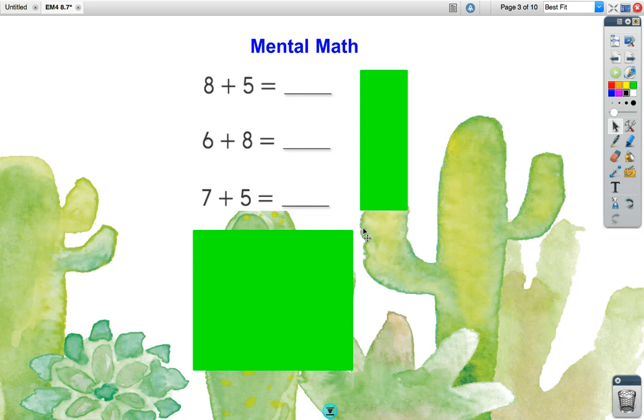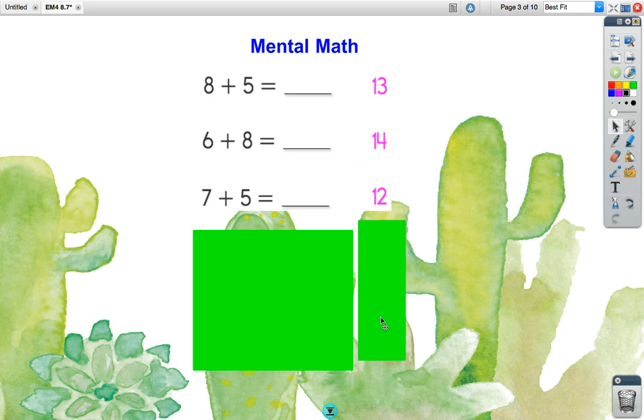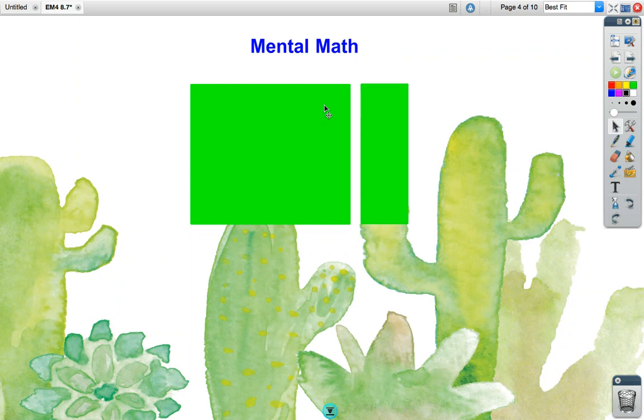The answers are as follows. 8 plus 5 equals 13. 6 plus 8 equals 14. 7 plus 5 equals 12. Great job. Let's try the last one. Ready? Begin.